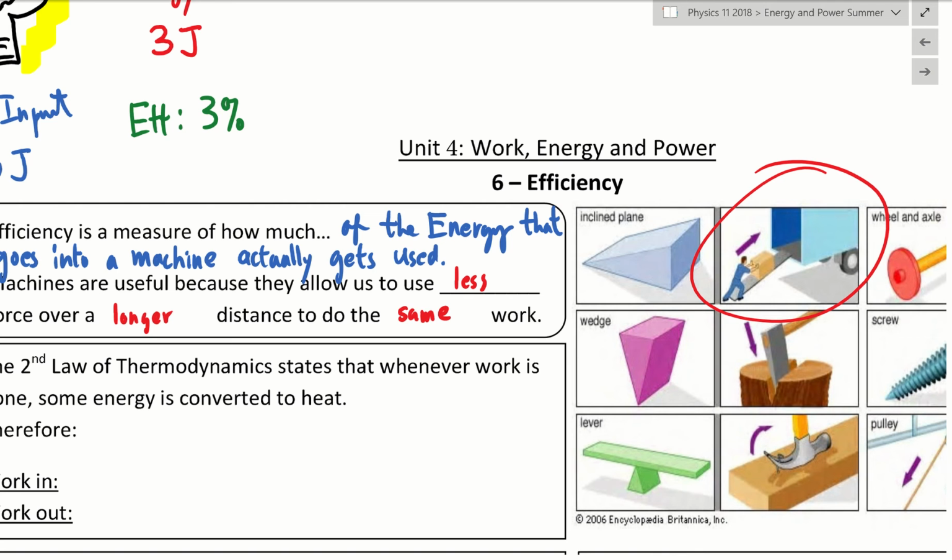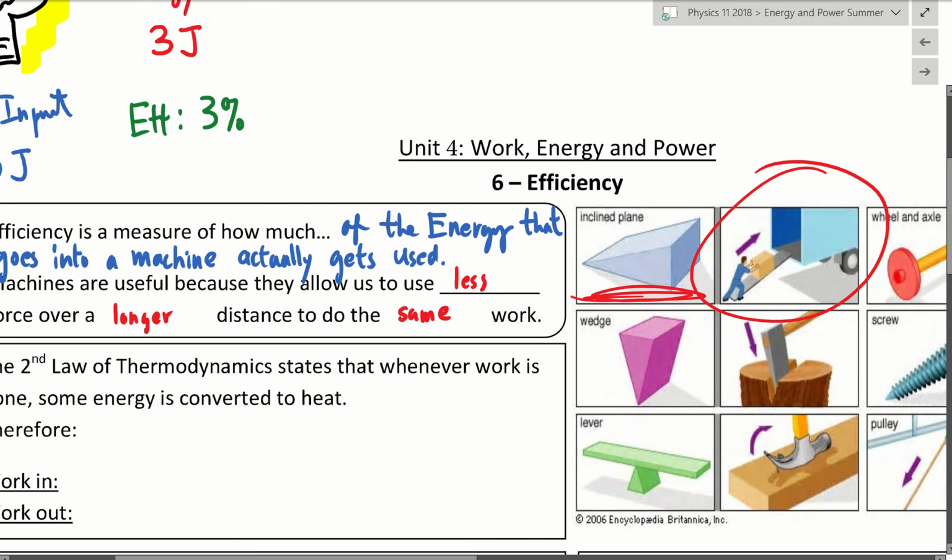You can pick it up from the ground directly, but that would require a huge amount of force. So sometimes we use an incline plane, and an incline plane basically lets you spread out your work so that you can slide the box up. You don't need as much force, but you will have to work for a longer distance. The distance that you push, from the ground to the back of the truck, is longer than if you just picked it up directly. So that distance is longer, but you don't need as much force, right? So machines are useful in many ways.